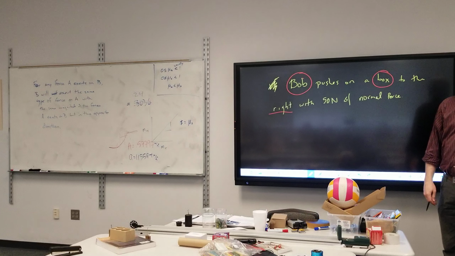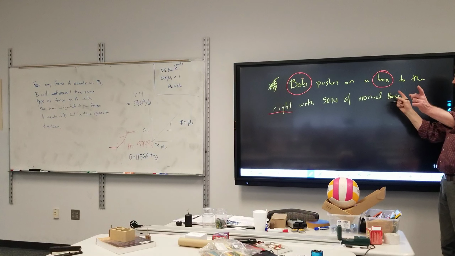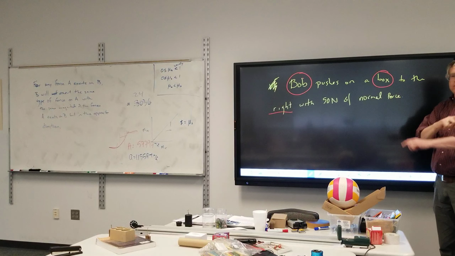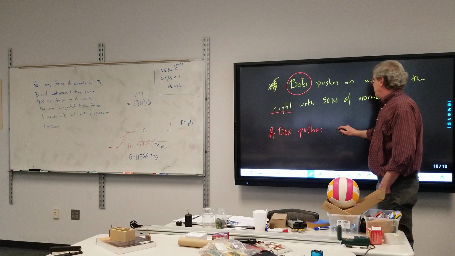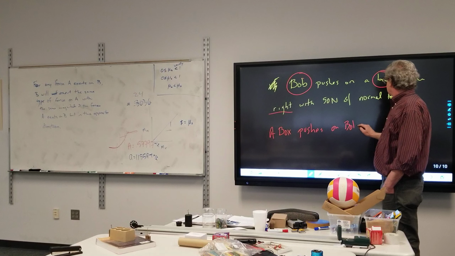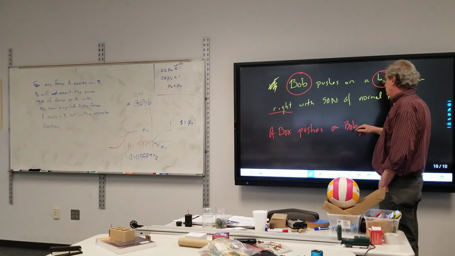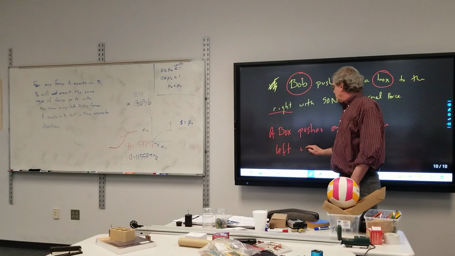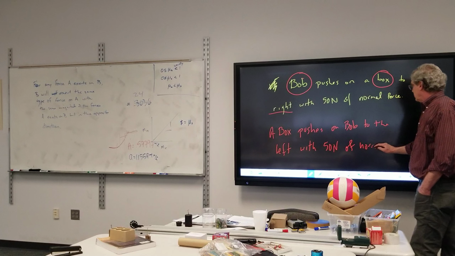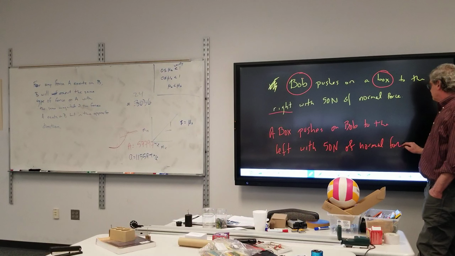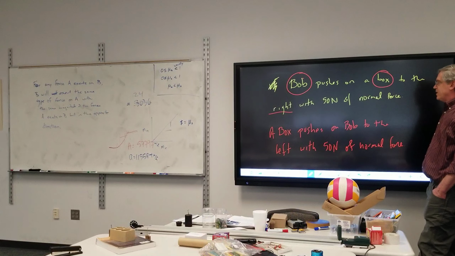And so in order to write the reaction to this, you just flip the nouns and switch the direction. So box pushes, I guess a box pushes on Bob. If you wrote a Bob, I would understand. Pushes on Bob to the left with 15 newtons of normal force. The only things that have changed between the two are I switched the two objects and I switched the direction.